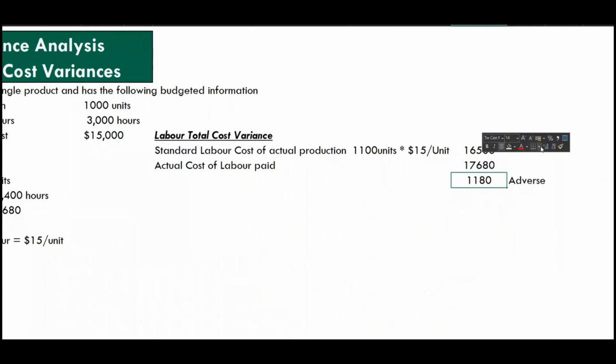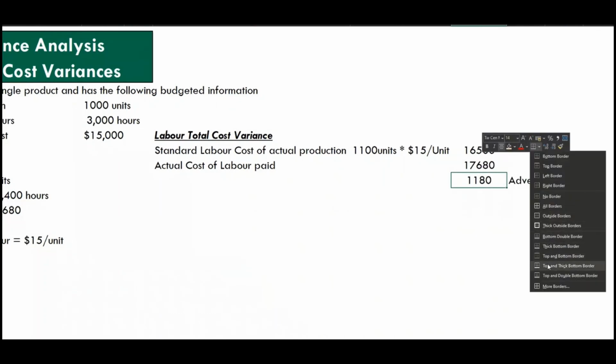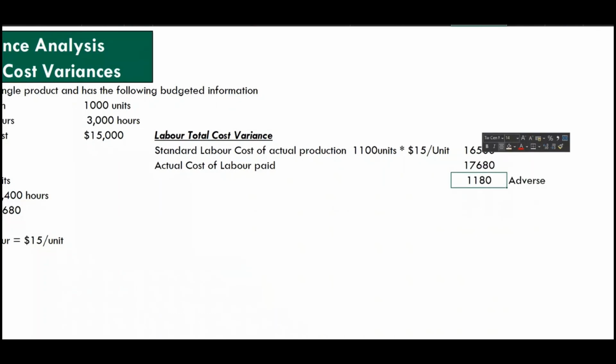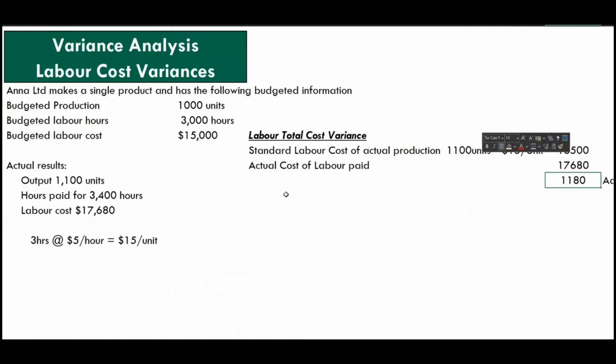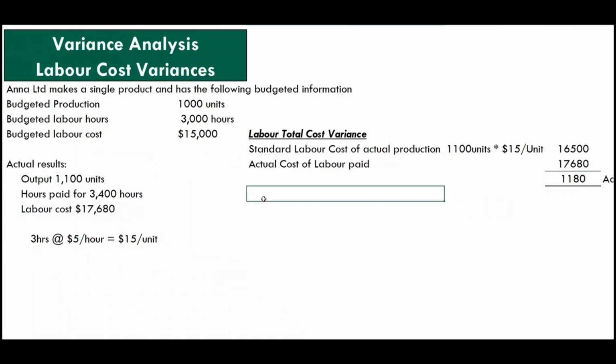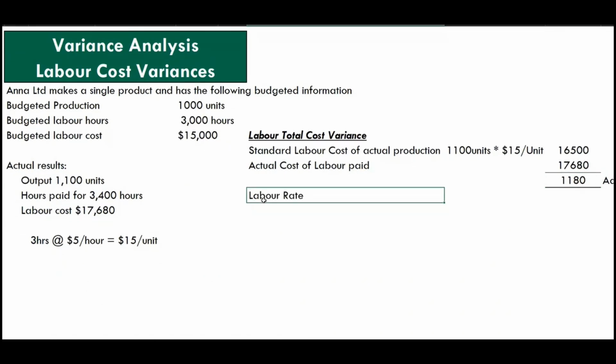So that is the labor total cost variance. We can then go on to compute the sub-variances of the labor total cost variance. The first we can have is the labor rate variance.